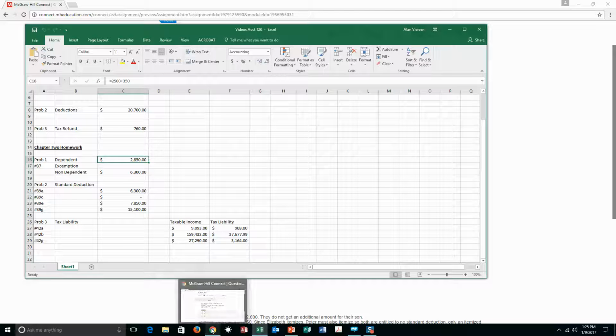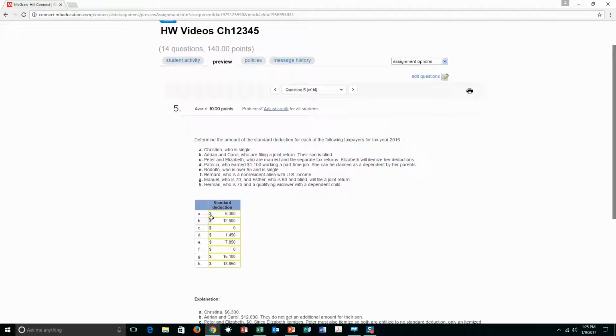And now I'll flip back. C, Peter and Elizabeth are married and file separate tax returns, and Elizabeth will itemize her deductions. Well, you can't have a standard deduction if your spouse files separately and itemizes. You must do the same thing they do. In other words, if she itemizes, you have to itemize. So that's why that's a 0.